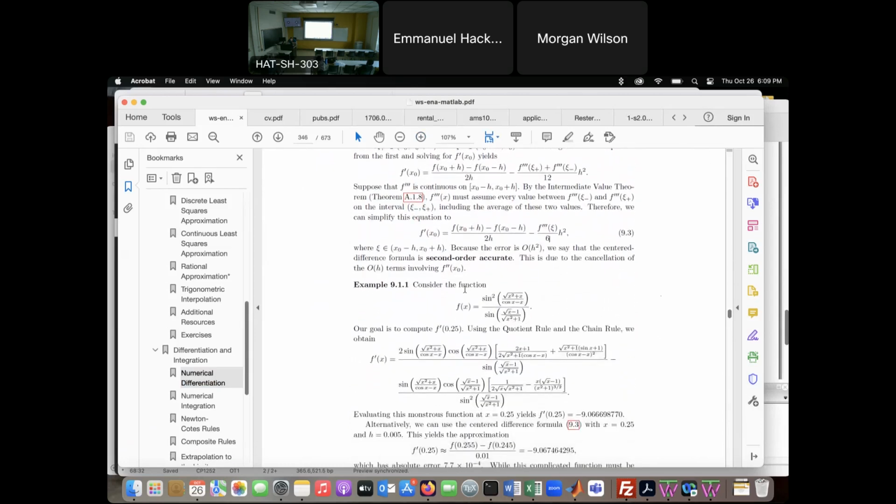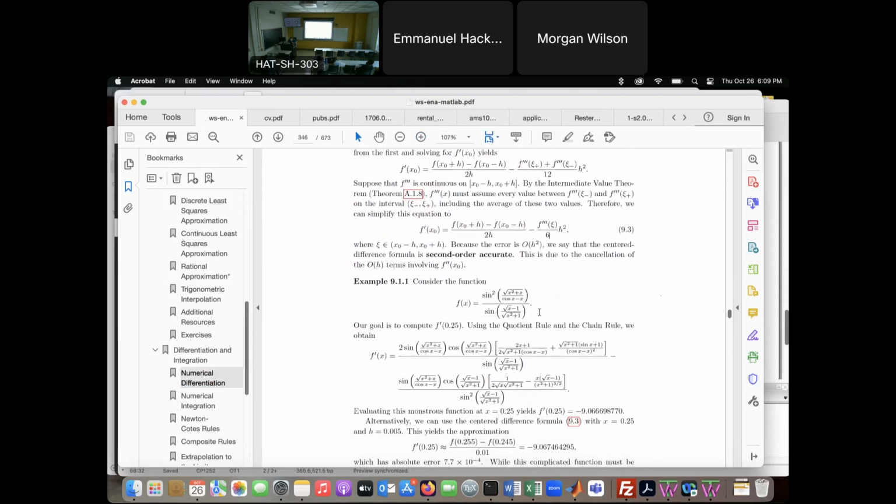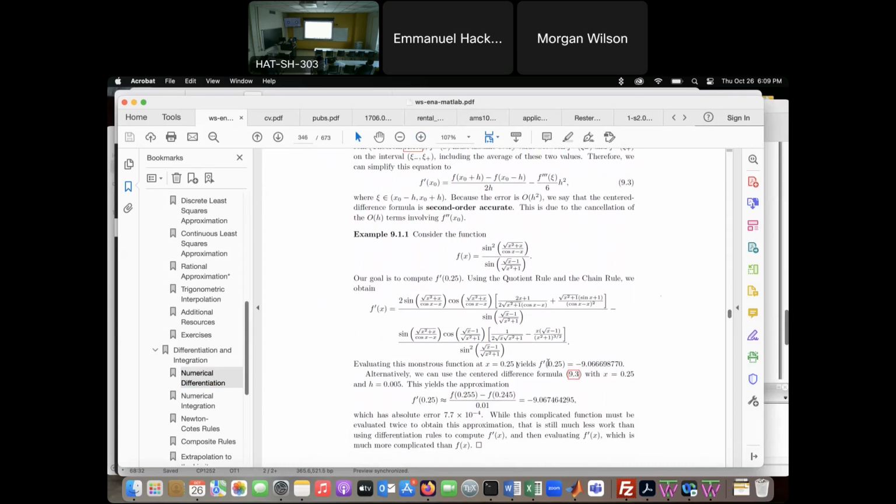Oh yeah, this is a function I made up to show how computing derivatives using differentiation rules, like some software does, can get extremely ugly. As an example, suppose we want the derivative of this function at x equals 0.25. If I go to the trouble of computing this and evaluate this formula at x equals 0.25, then I get this result here. That's like the exact value, with so many decimal places.